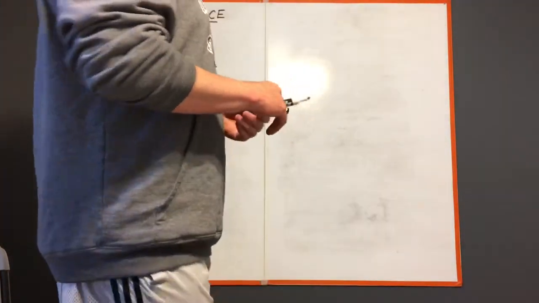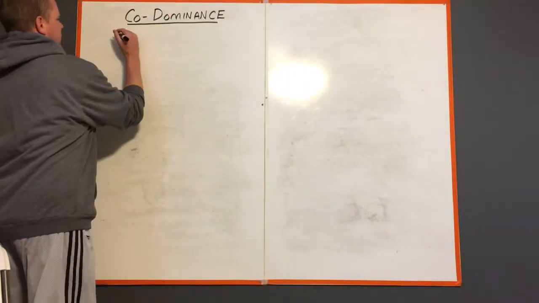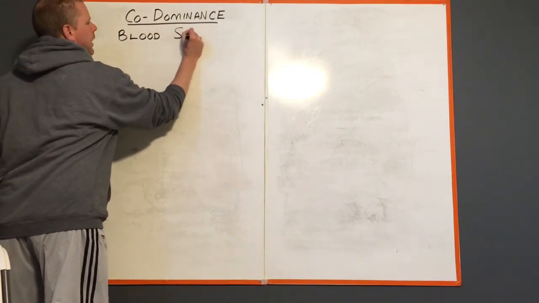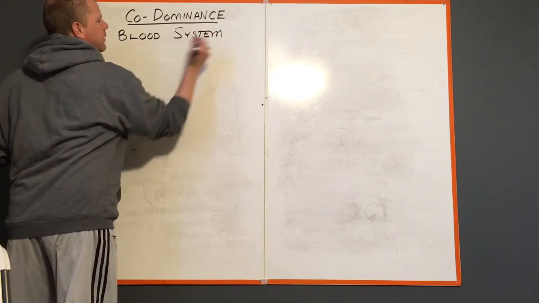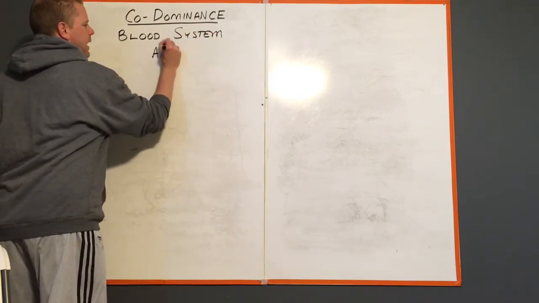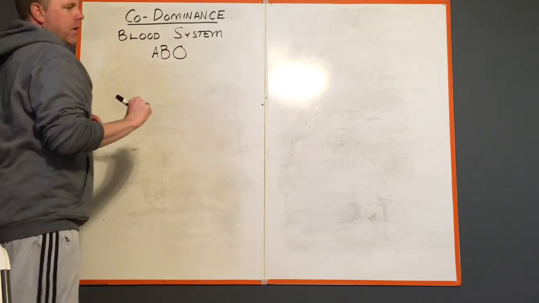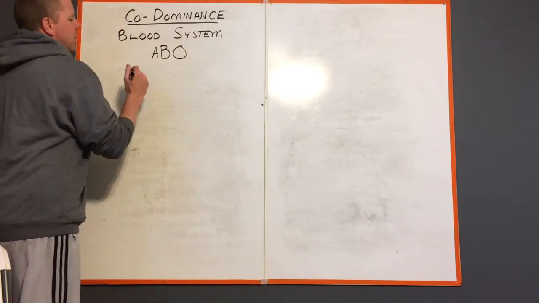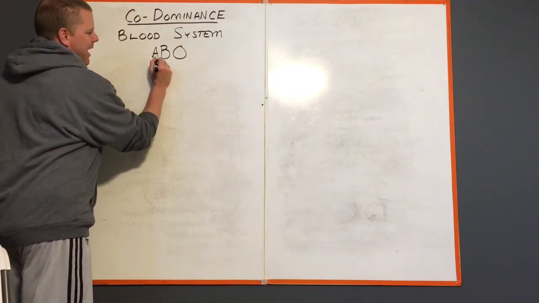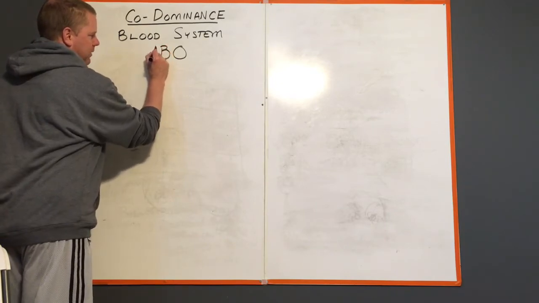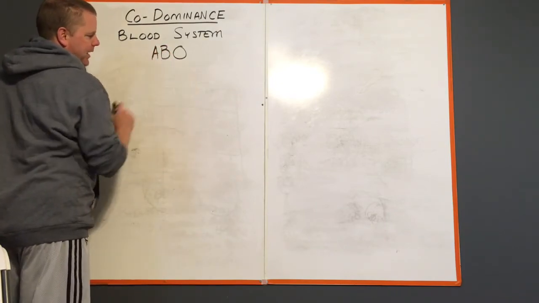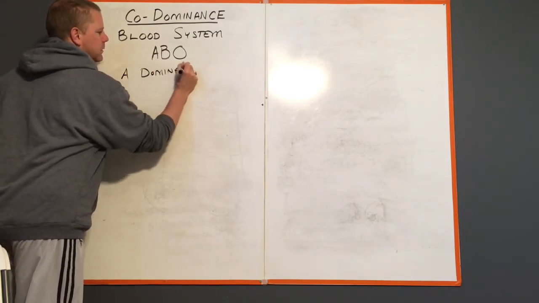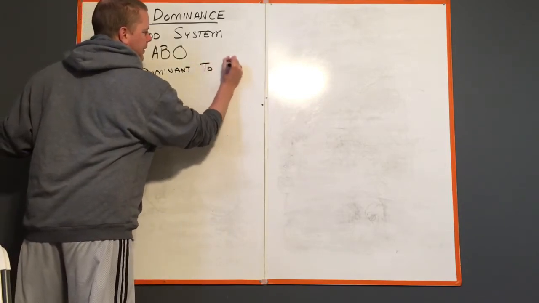And the biggest thing that comes up, quite frankly, with codominance, okay, is our blood system. So we have what is referred to as an ABO codominant blood system. And here's what that means, okay? Type A, meaning antigens A, is regular dominant over O. So A is dominant to O, just straight up dominant, okay?